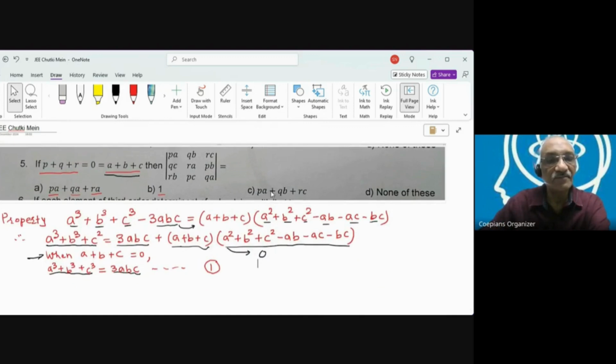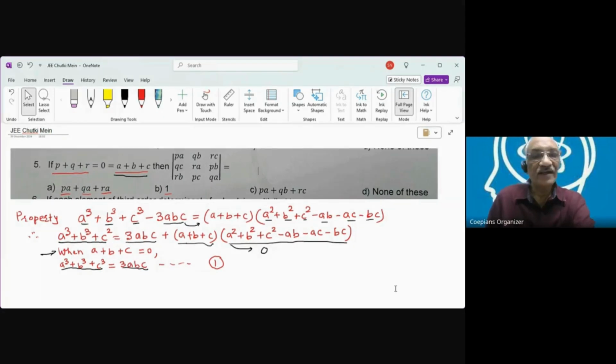Because no simplification is possible, I'm going to expand this particular determinant. So this determinant becomes a cube pqr. I'm going to straight expand this, and the minus term becomes p cube abc.